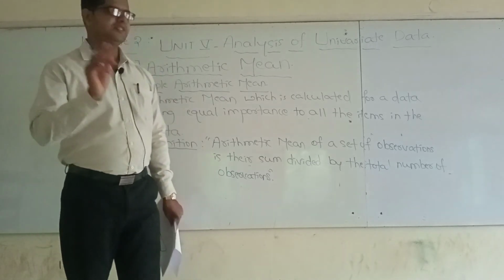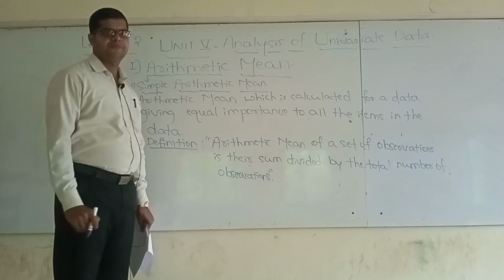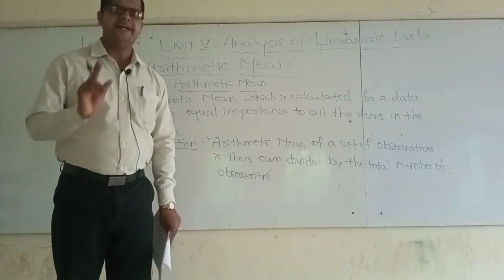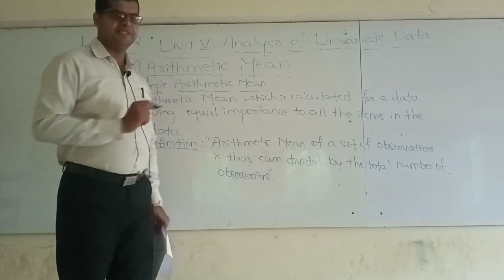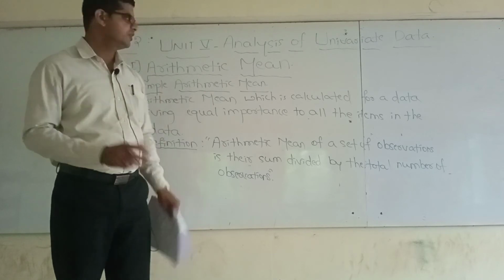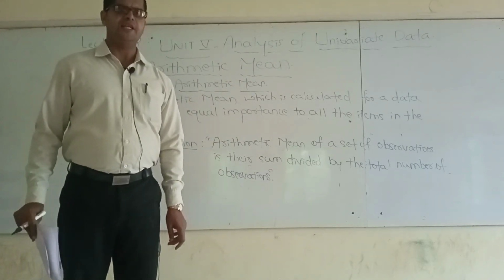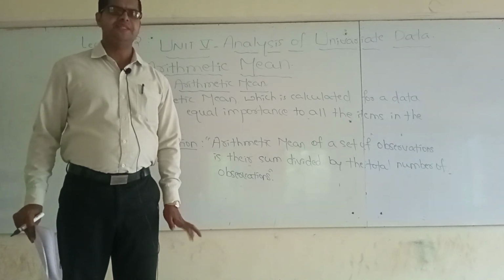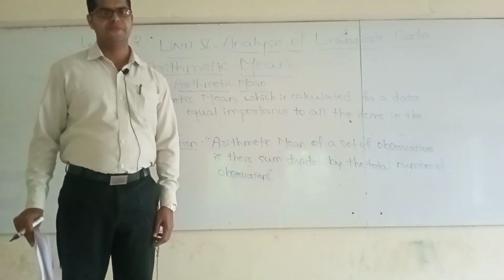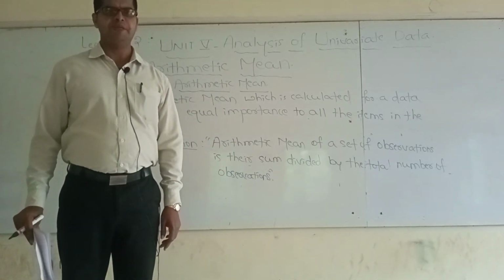Okay, so just remember, we are discussing the types of averages. In that, the first type is arithmetic mean. Under arithmetic mean we have two classifications: number 1, simple arithmetic mean, number 2, weighted arithmetic mean. So in that we are taking the first one, simple arithmetic mean. So, meaning as well as definition of simple arithmetic mean.